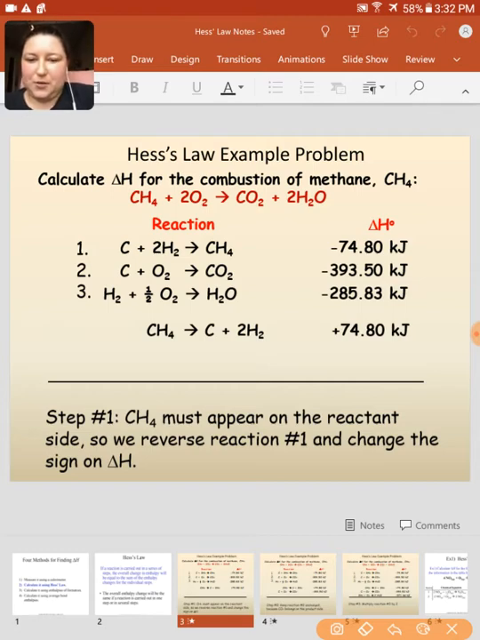Because I need it on the reactant side, all I do is flip this reaction, and if I flip that reaction to get CH4 on the reactant side, I just change this delta H value to be positive, or negative if it was already positive. In this case, it'll be positive. So you'll see right here, they made it a positive 74.8.